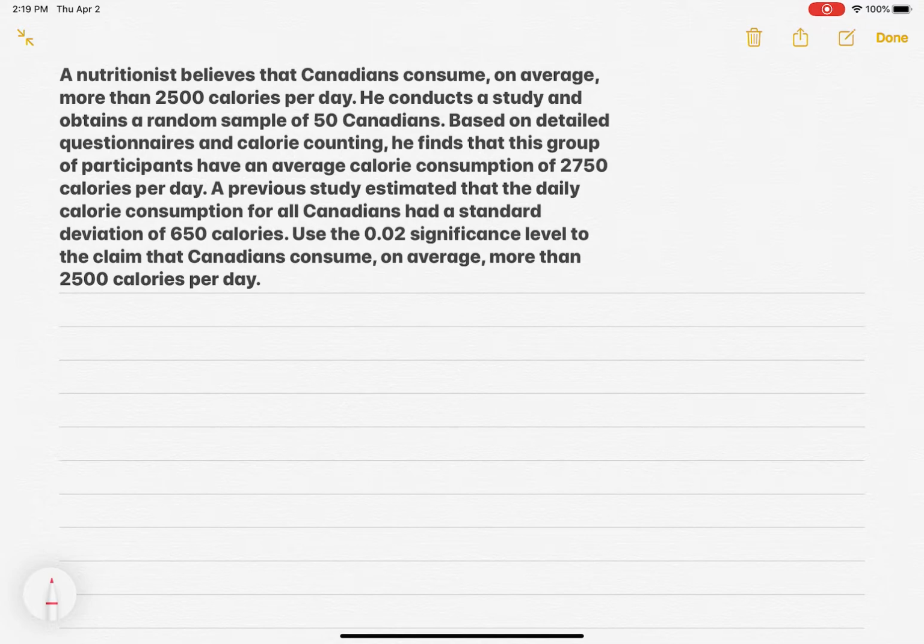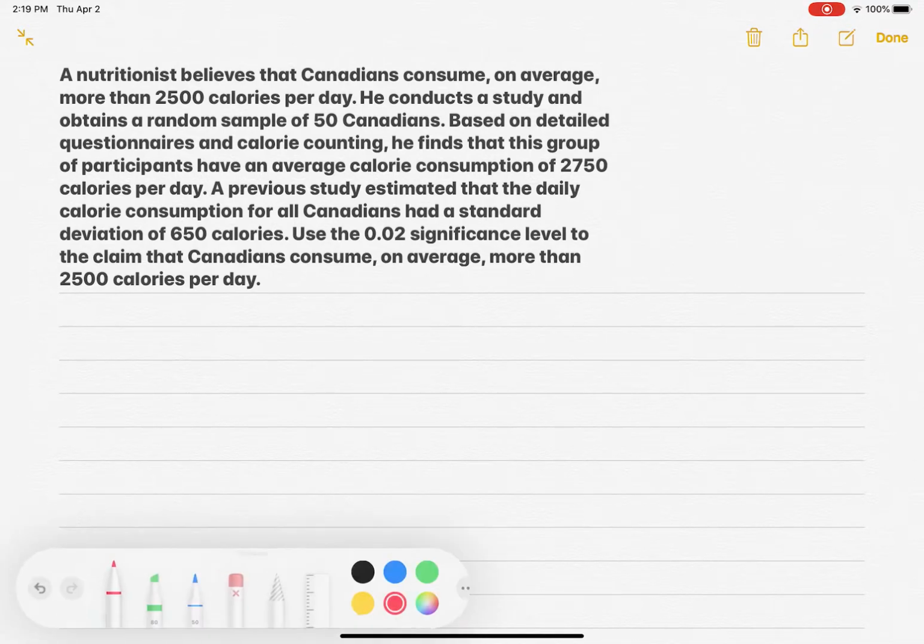2,750 calories per day. A previous study estimated that the daily calorie consumption for all Canadians had a standard deviation of 650 calories. Use the 0.02 significance level to test the claim that Canadians consume on average more than 2,500 calories per day. Okay, so let's do our hypothesis test.